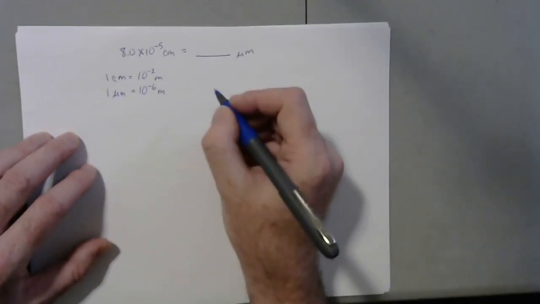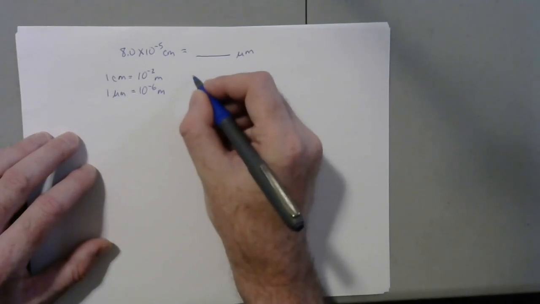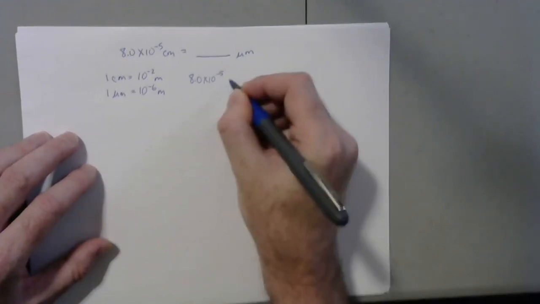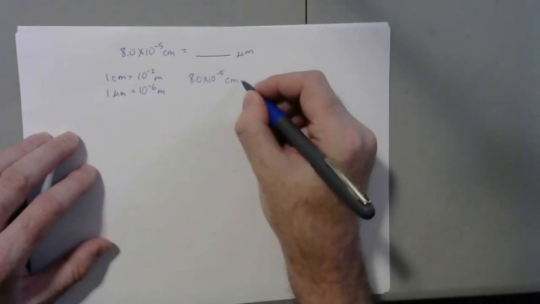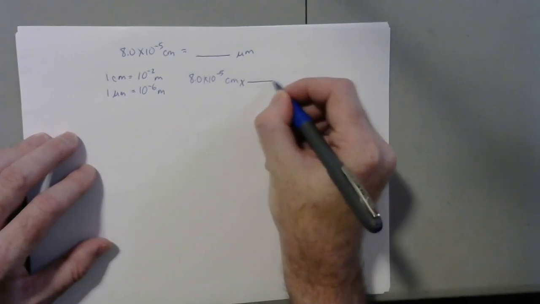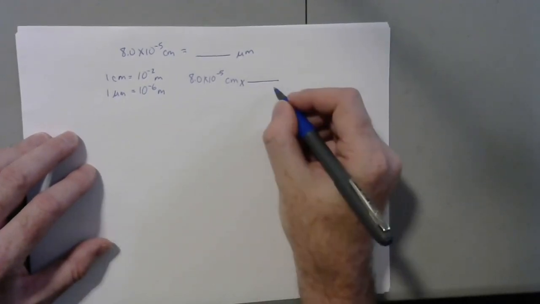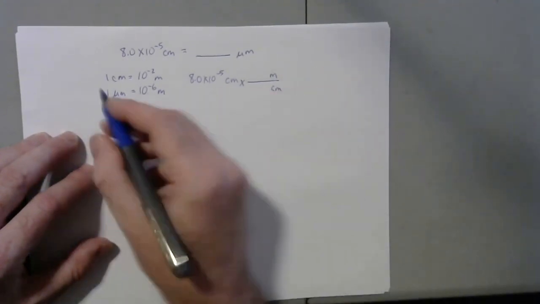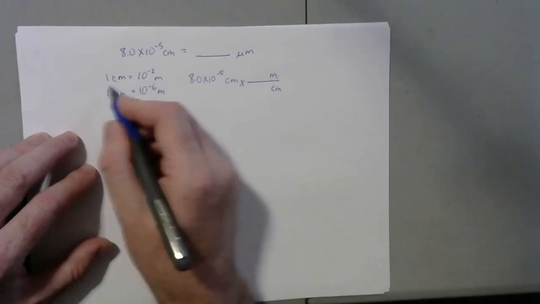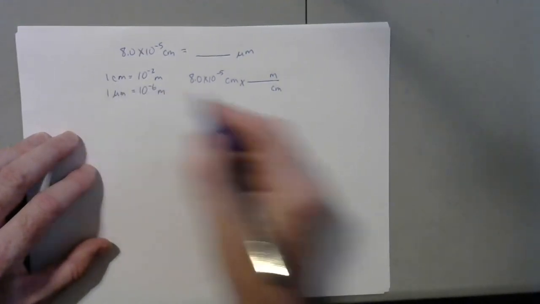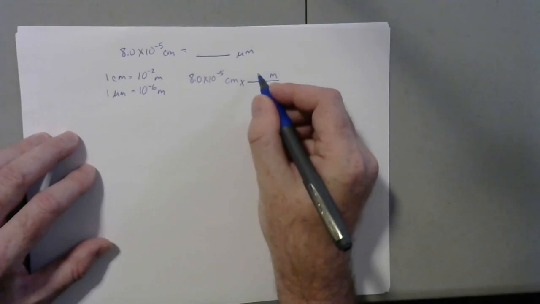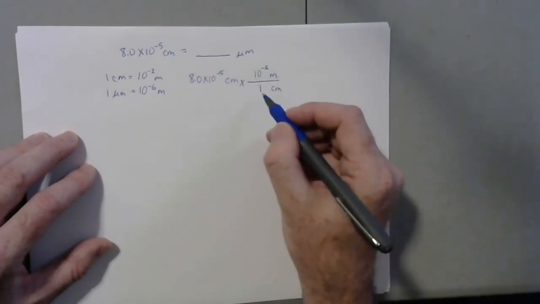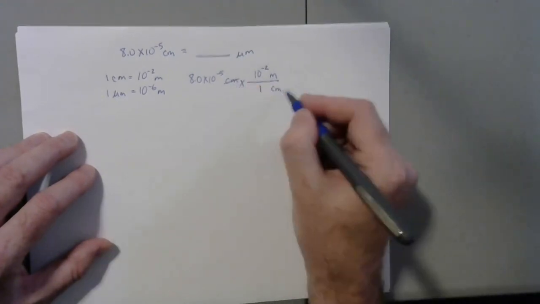We'll start with the dimensional analysis first. So we start with 8.0 times 10 to the negative fifth centimeters. Now we're going to need a conversion factor. In this case, I want centimeters to be on the bottom, so it'll cancel, and meters to be on the top. We're going to write down the numbers just as they appear in the equality next to the unit they appear next to in the equality. And so 10 to the negative 2 goes on top, 1 goes on the bottom. Centimeters cancel.